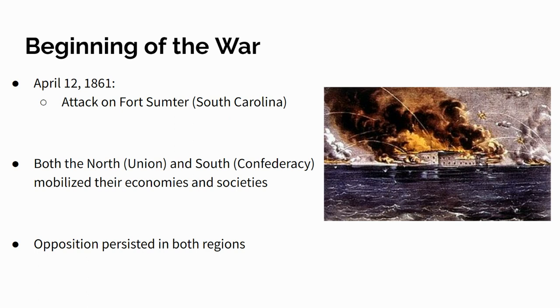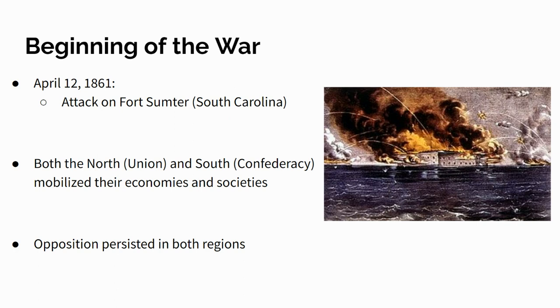So Lincoln decides that he needs to send some provisions to the soldiers that are at Fort Sumter, which you see pictured here on the right. Now, he's not sending reinforcements, he's sending provisions to try to make it so that the soldiers living there can stay there a little bit longer. However, the Confederacy decides to attack Fort Sumter on April 12th, 1861. And you can see pictured on the right, that's a little painting of the attack. And this officially begins the Civil War.